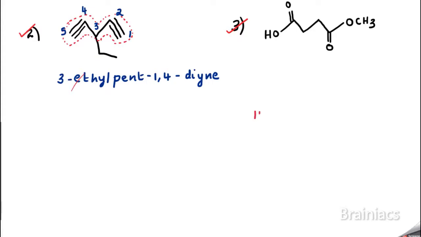Okay, so it will be HOOC, COOH is there, then CH2 is there, correct? Then another CH2 is there, correct? Then we have the carbonyl group, correct? Then OCH3 is there, correct? So this is a very important question. Why am I saying that?